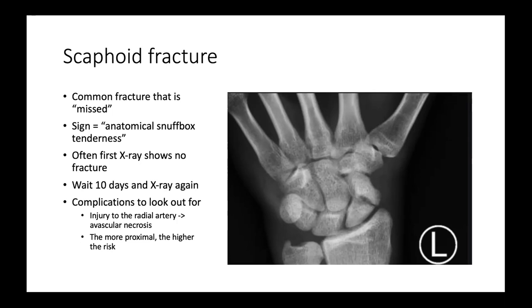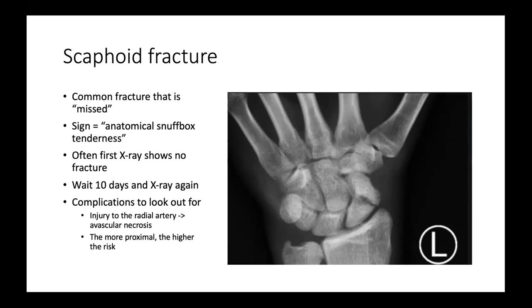By the way, scaphoid fracture is right here. The really famous complication is avascular necrosis, which actually only happens, I think, less than 10% of the time. So that's a really good thing for the person who just injured themselves. But the way it goes is the more proximal it is, the higher the risk of avascular necrosis, okay?